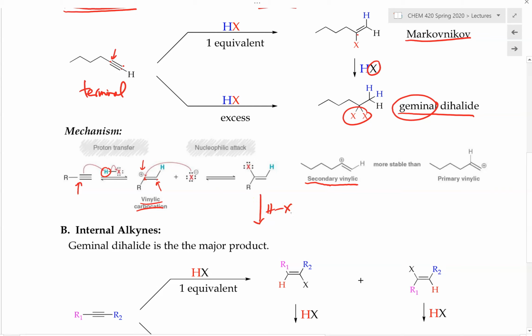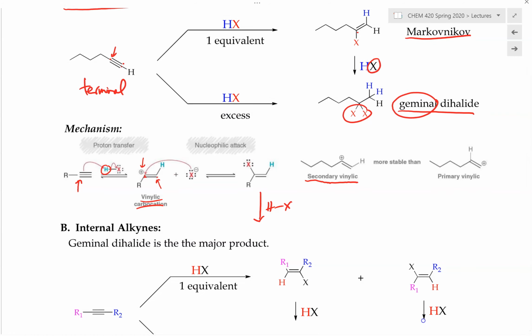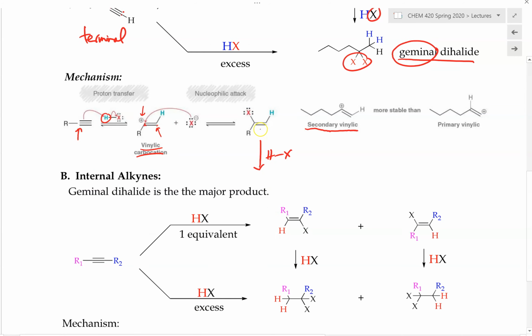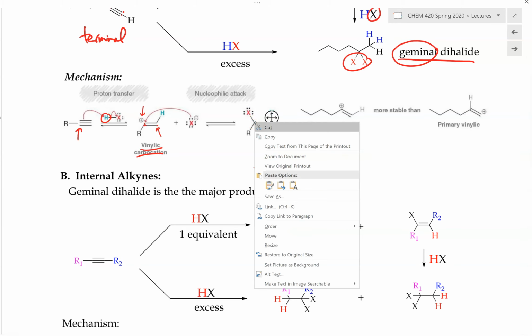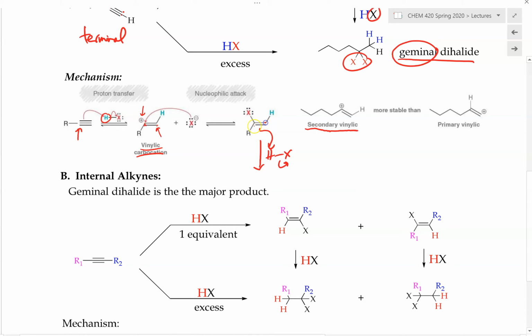Now, if we were to have excess HX, then we can see this reaction can happen one more time, in which the mechanism is as follows. So here in this case, the alkene would now act as a base, come in to pick up this proton, and now we will be producing this product. So we can now have a carbocation located on either this carbon or this carbon right here.